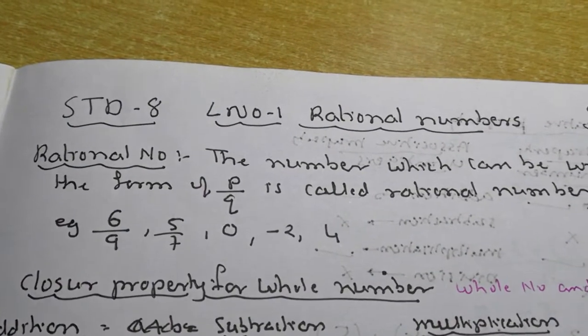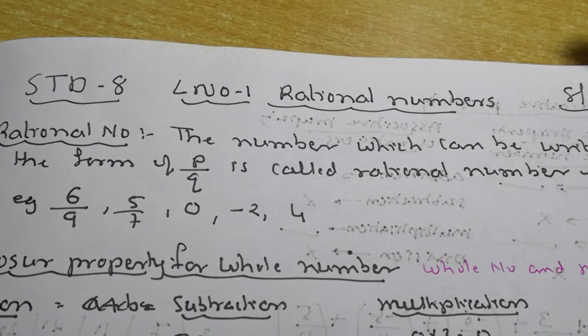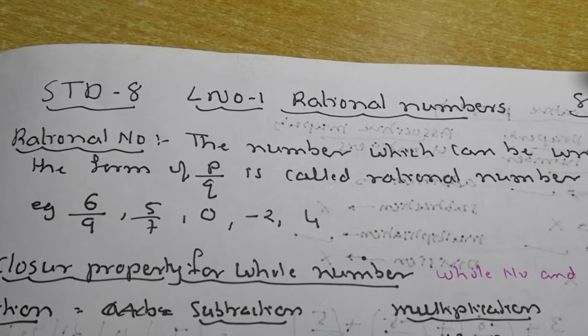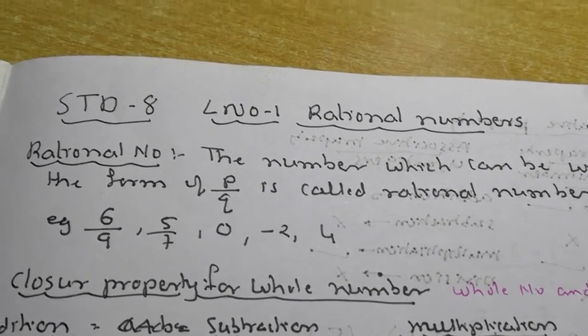So today, then, integers. Integers means negative and positive numbers as well. Minus 3, minus 2, minus 1, 0, 1, 2, 3, going on like that. So positive and negative numbers are included in integers.